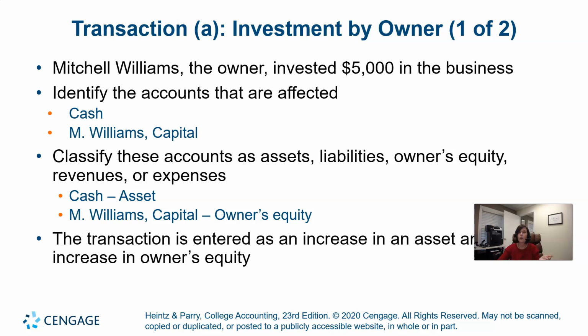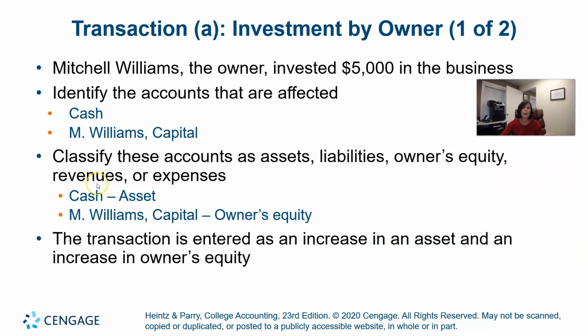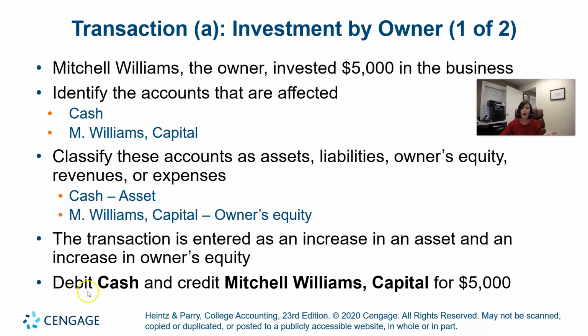And so hopefully you remember from the video, or the little chart I had you clip out, that a debit to cash will result in the cash account balance going up. A credit to Mitchell Williams Capital will result in his capital account going up. And we're going to look at this in a second in T account format, not in words, and hopefully it may make a little bit more sense.